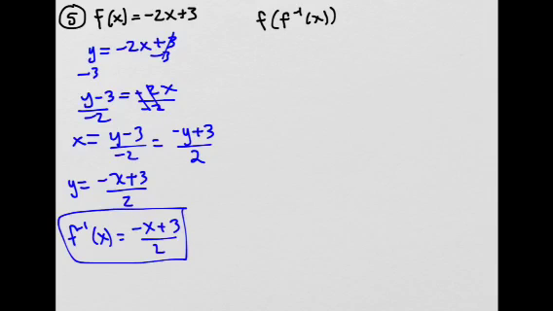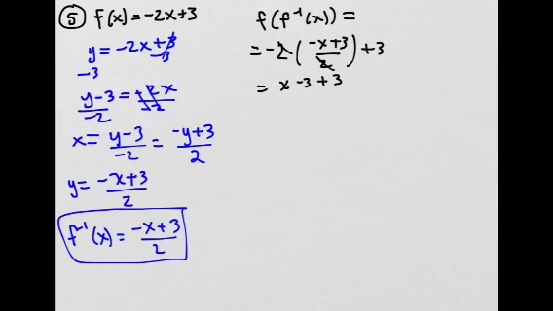So this equals negative 2 times negative x plus 3 over 2, plus 3. So I'm going to multiply the negative 2 by the parentheses, so the 2 over 2 becomes 1. Negative 1 times negative x is x, and negative 1 times 3 is negative 3, and then don't forget we have a plus 3 on the outside, so the 3 minus 3 cancels, and you're left with x. So that side works. So now I have to show the other direction.